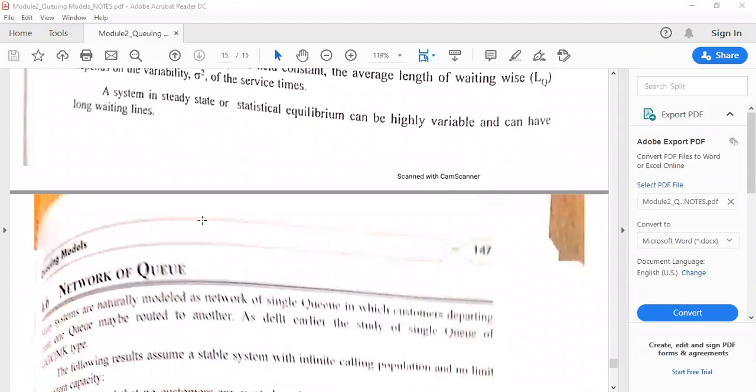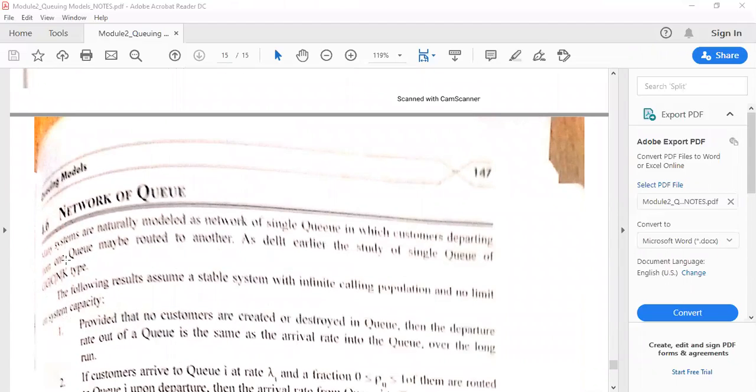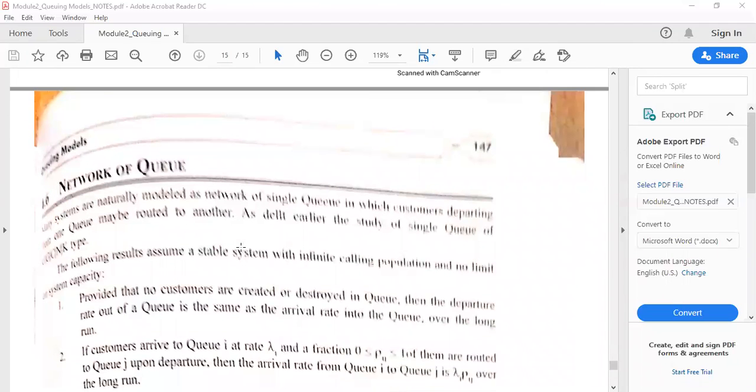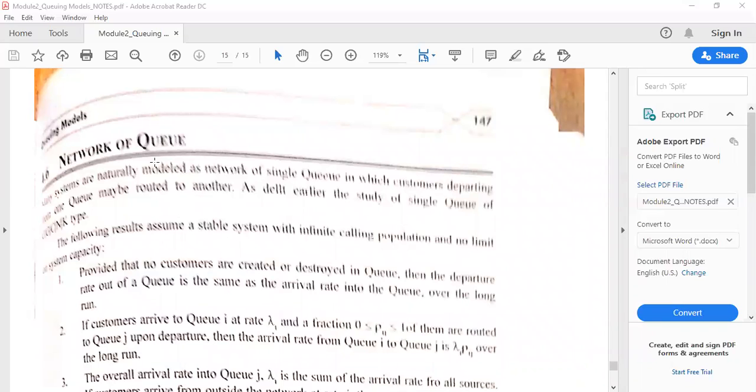And the last topic we have here is the networks of queues. So what is a network of queues? Many systems are naturally modeled as a network of single queues in which customers may depart from one queue and be routed to another. So a network of queues means queues within queues, or a collection of queues.